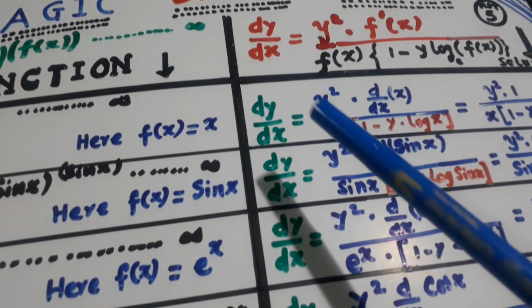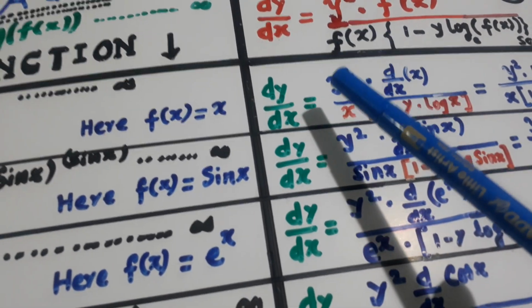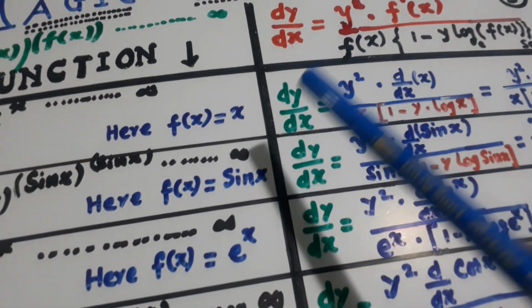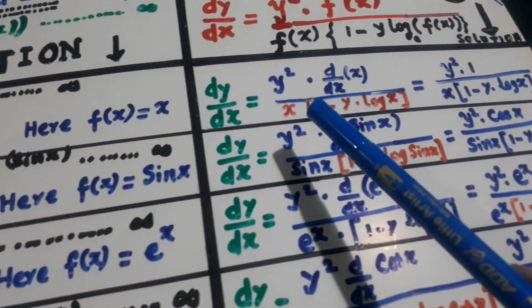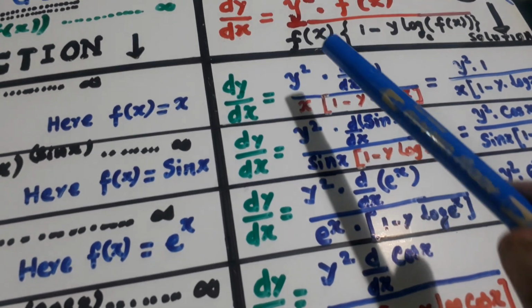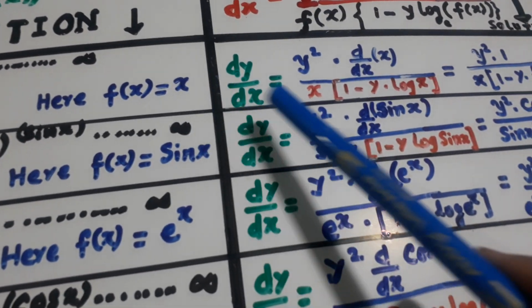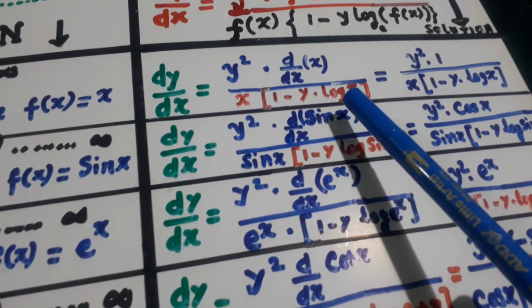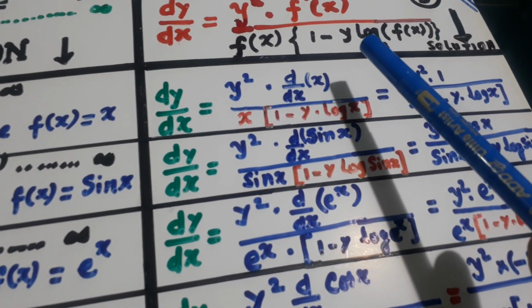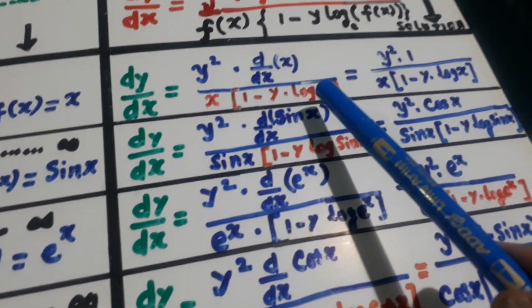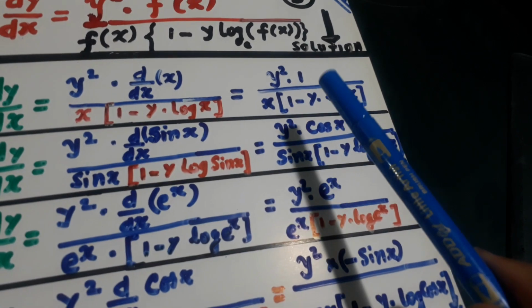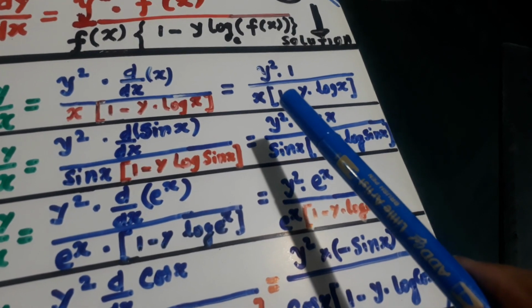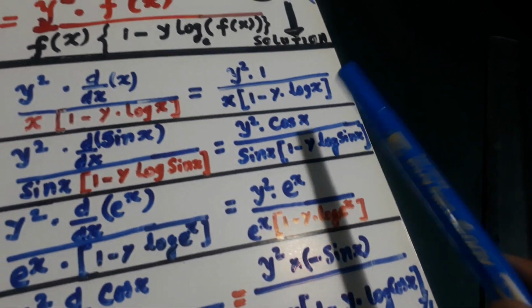Now dy by dx, it is y square, f dash x, derivative of x, that is 1. In the denominator, it is f(x), x, 1 minus y log of f(x), log of x. That's all. So the answer is y square into 1 over x, into bracket 1 minus y log x. Let us go to example number 2.